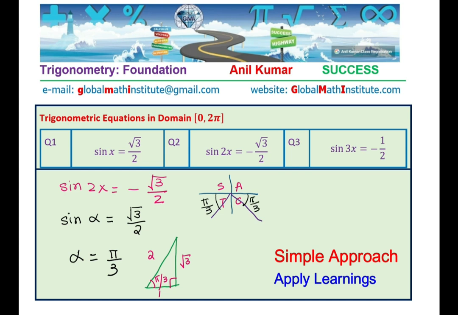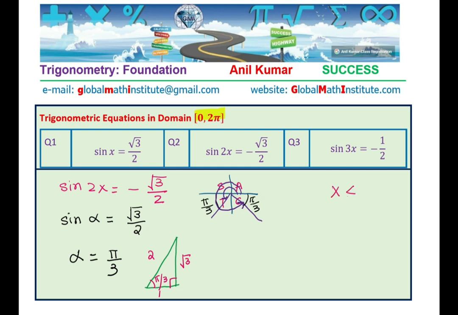However, the answer should always be the principal angle. Means you have to provide this as one answer and that as the other answer. But here's one more twist to it. What is the twist? See, the domain given to us is for x, right? So this really means that x is between 0 to 2 pi.